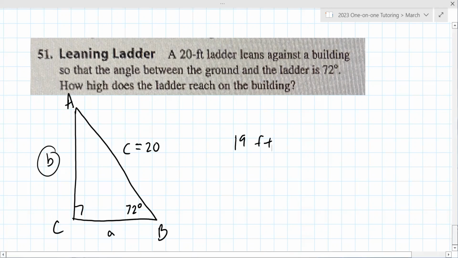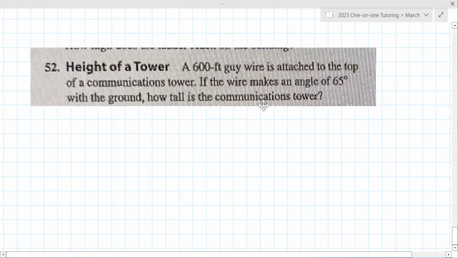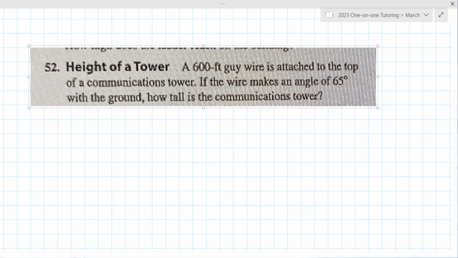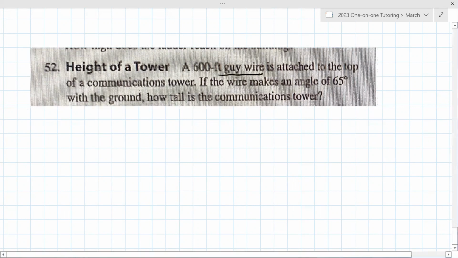All right. So 52. I'm not going to jump in here and draw the picture. I want you to try your best. It is a right triangle of some sort. So go ahead and see if you can draw that and let me know when you've got a picture. Don't worry about this idea that it's a guy wire. It's literally a wire from the top of a building to the ground.